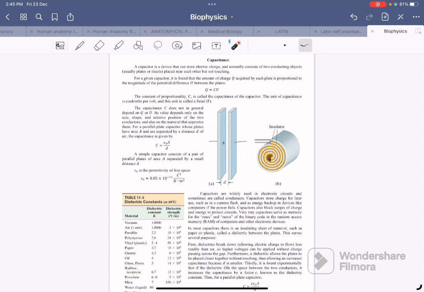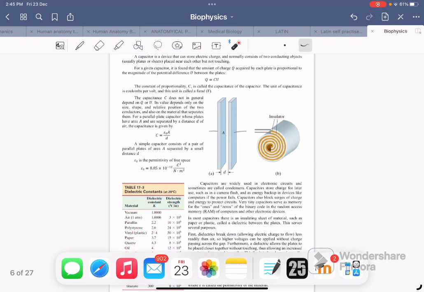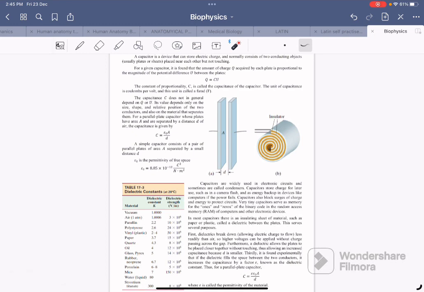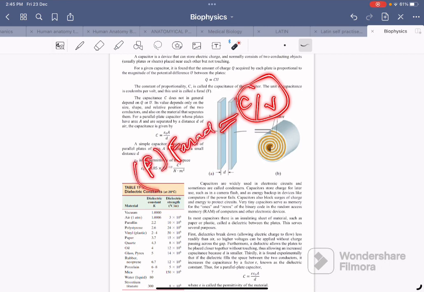All right. So the constant of proportionality C is called the capacitance of the capacitor. The unit of capacitance is coulomb per volt, and this unit is called the farad. Coulomb per volt is considered to be a farad, denoted by F.